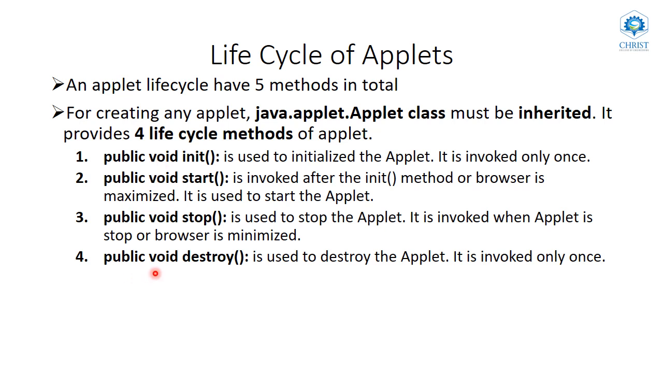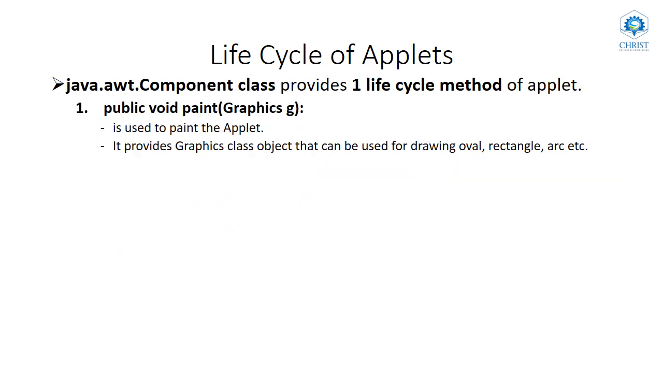Now we have to see one more method. That method is given by the component class. That is what we are going to see next. Among the 5 methods, we have 4 methods here: init, start, stop, destroy. The last method, the 5th method, is given by the component class. We have seen the hierarchy. Applet is coming below the component class. That means applet is actually a child class of the component class.